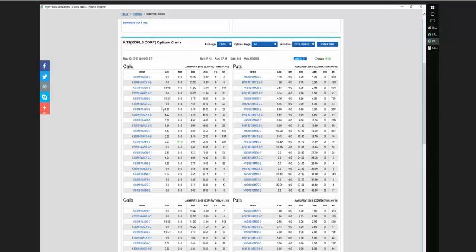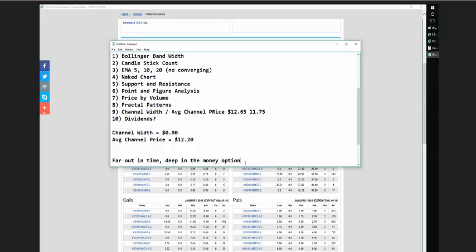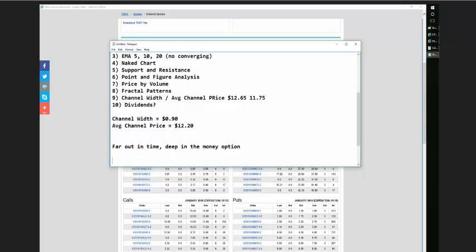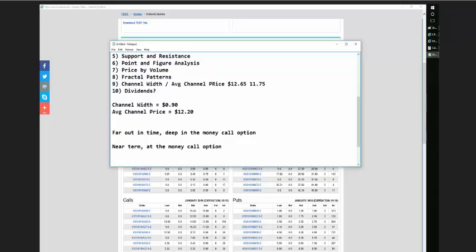So we bought it for $12, and then we are going to go with our near-term at-the-money call option for what we sell our premium to get our instant dividend, to get our profit buffer. And then I want to tell you about the 6% protocol.